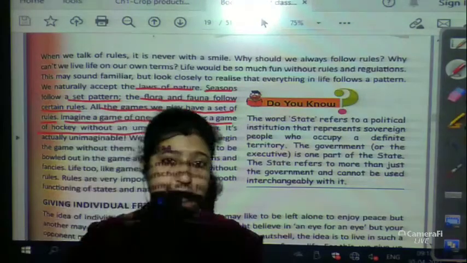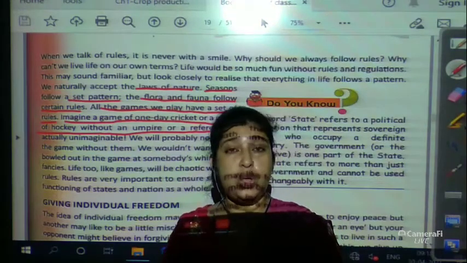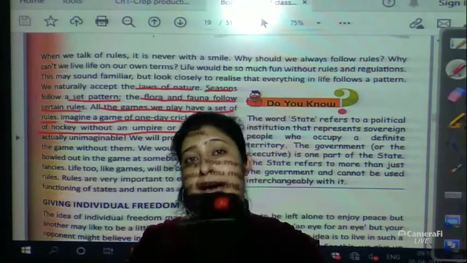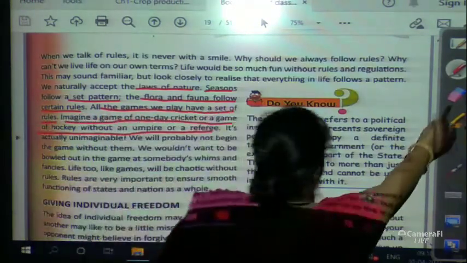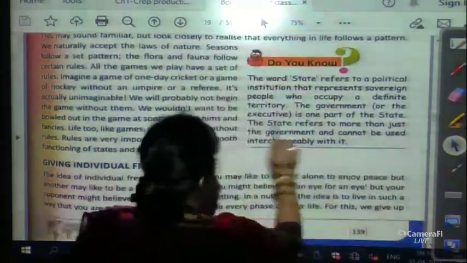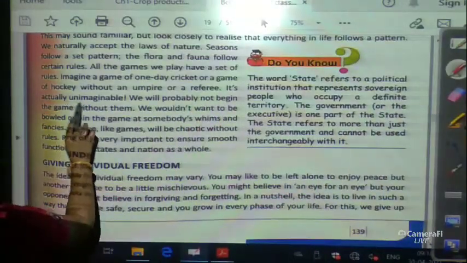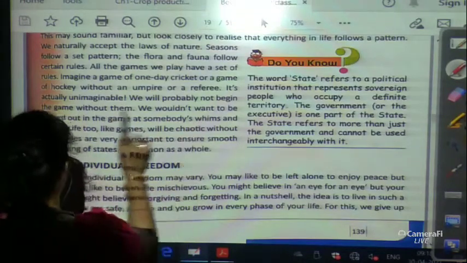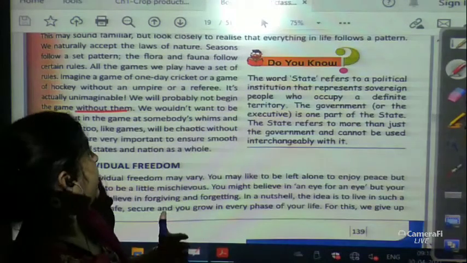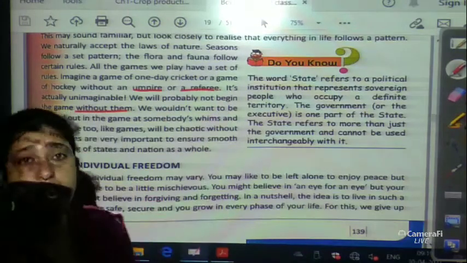So when you are playing games, there are so many games you play on your mobile also. Those also have some rules that have to be followed by the players. It's actually unimaginable. We would probably not enjoy the game without them. So when we are playing the game, we need the umpire, we need the referee, we need the captain.